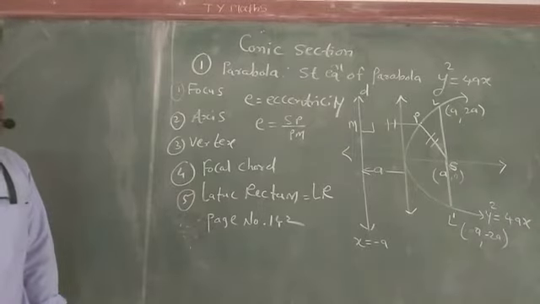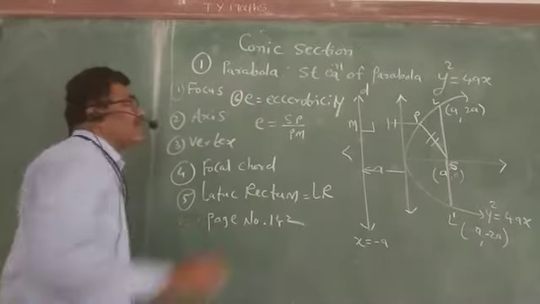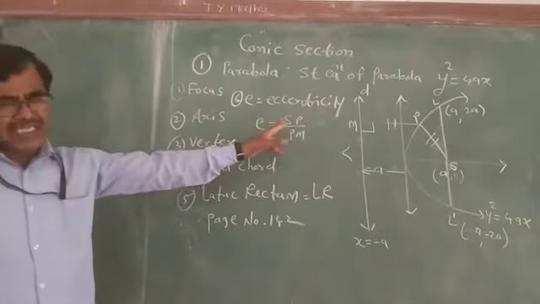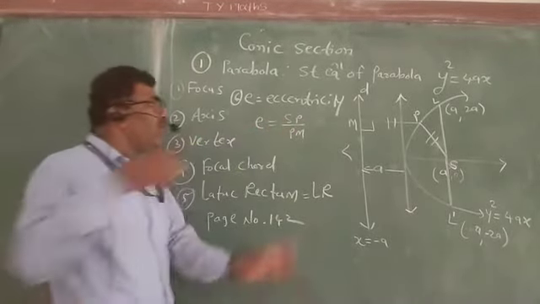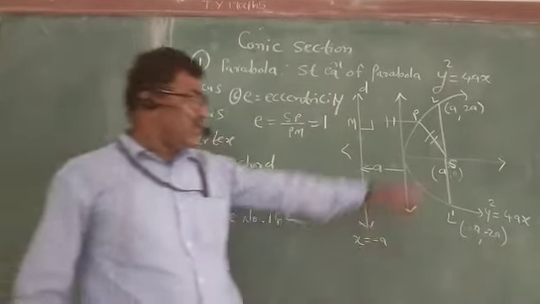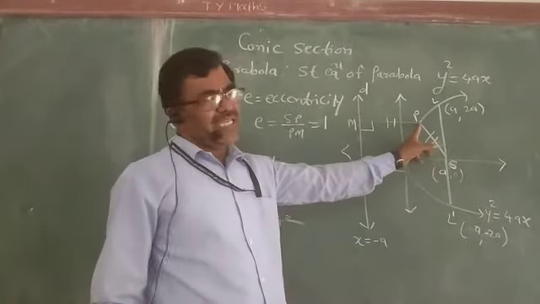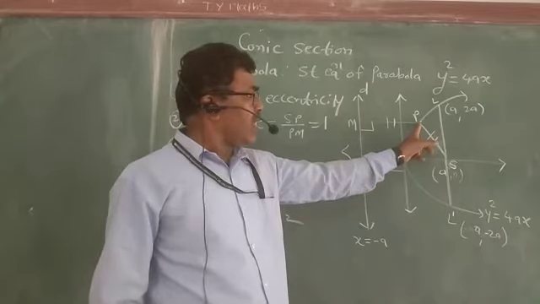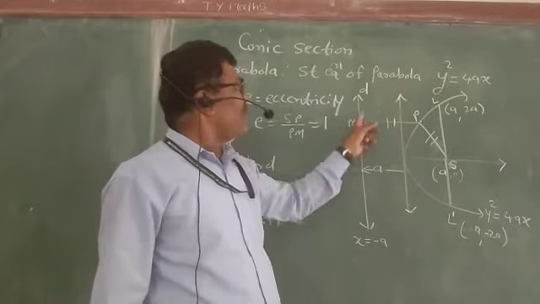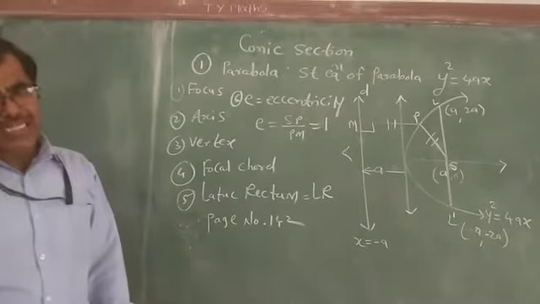Next one, eccentricity, E equal to eccentricity. Eccentricity is the ratio SP to PM. If E is equal to 1, then that conic is parabola. P is any point on the conic, SP and PM perpendicular to directrix. That line is known as directrix.